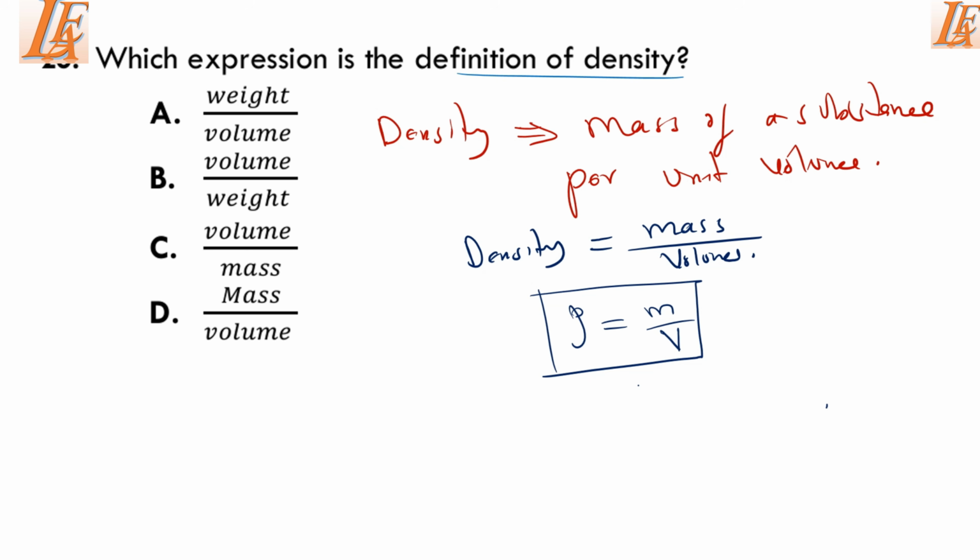Now let's look at the options given. A, weight divided by volume. This one is wrong, because weight is not the same as mass. Then B, we have volume divided by weight. This is wrong. C, we have volume divided by mass. This is wrong. Then D, we have mass divided by volume. This one is correct. So in this case, the correct answer is mass per unit volume.